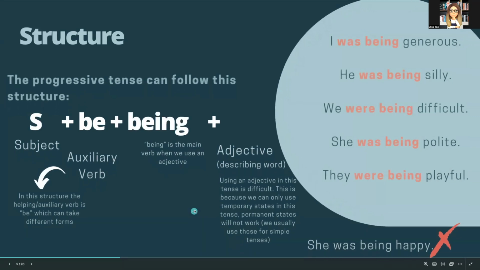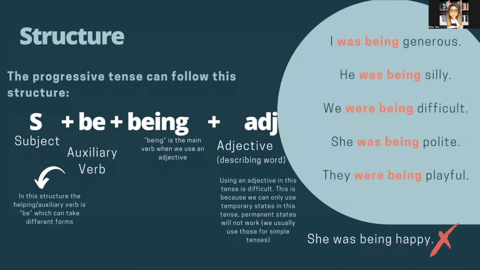So the progressive tense can follow this structure as well. In this structure, we'd have the subject plus the form of be. And again, the form of be will take different forms, just like we looked at. There's a certain form for past, but also it depends on the subject. And then our main verb here is actually be again, but it's in the continuous tense. So being. And this is the main verb.